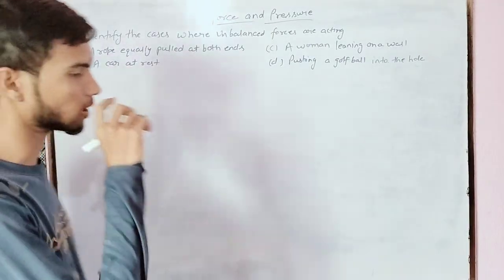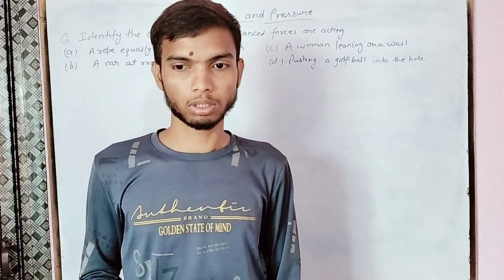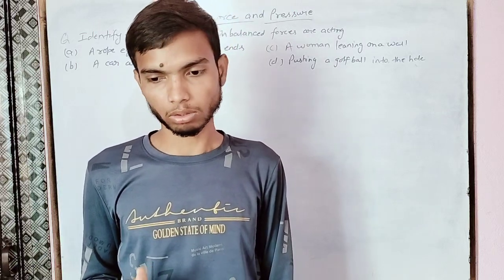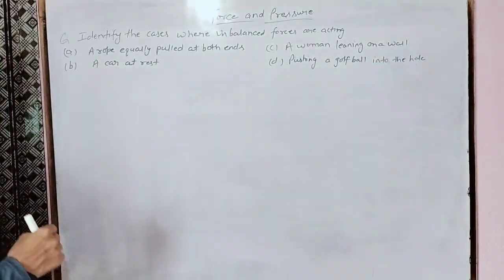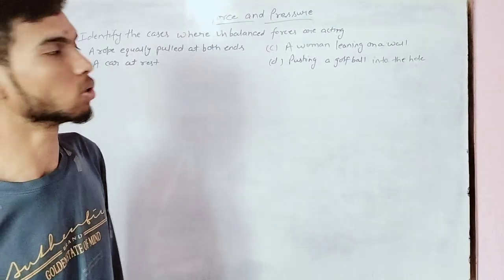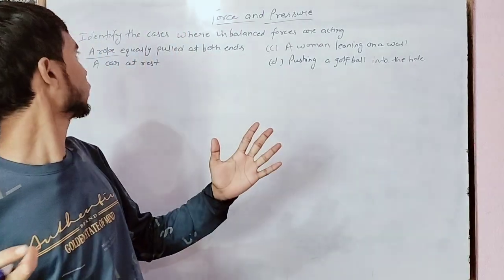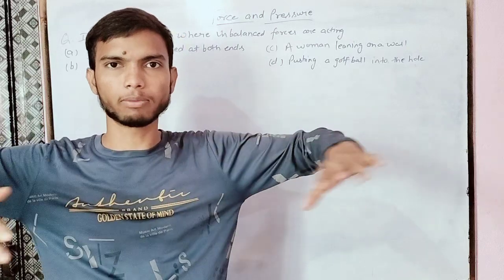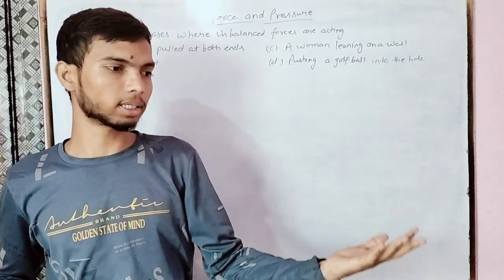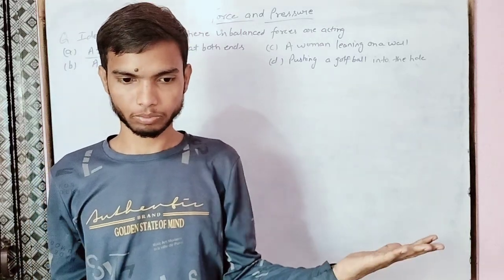Unbalanced means the net force will be more than zero. The net force on the object will not be equal to zero. Okay, a rope equally pulled at both sides. So we have a rope, and there are 3 persons on this side, and on this side also there are 3 persons.